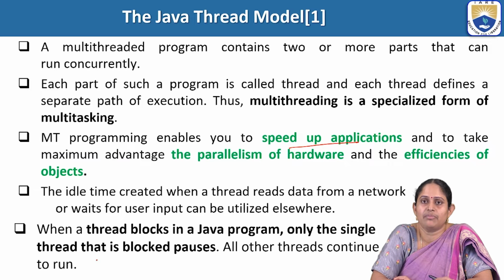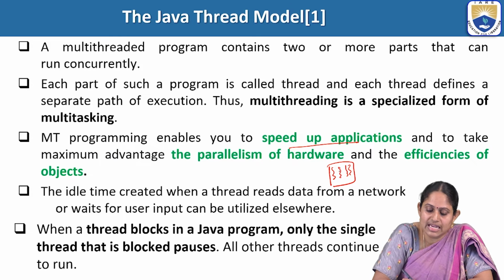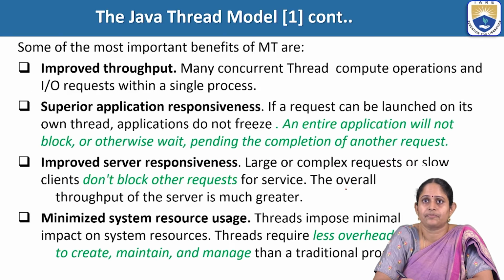When a thread is blocked in a Java program, it will be the only thread that is blocked, without interfering with other threads. So if we have 3 or 4 threads in a process, and one of them is blocked, it will not cause the blockage of the other threads. Other threads can continue with their work. This is an advantage of using multi-threaded programs.